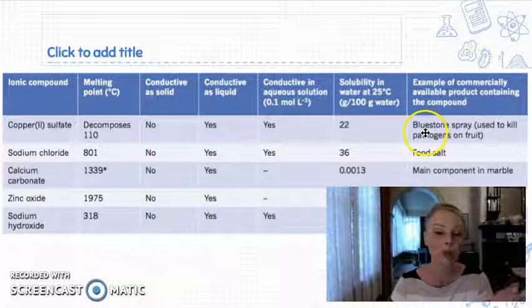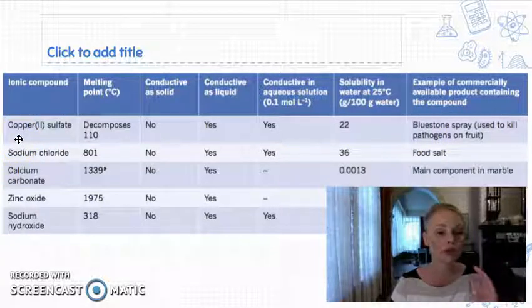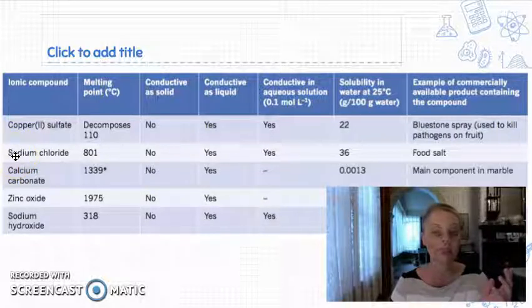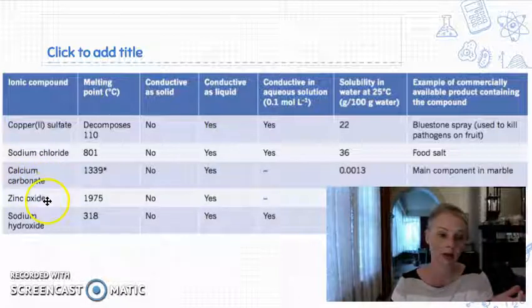Okay, and then where we use them. So copper sulfate is used and put on fruit to stop it from going off. Sodium chloride is used as a preservative and a flavour enhancer. Calcium carbonate, you might have marble benches at home. That is made of calcium carbonate. Zinc oxide, sunscreen, sodium hydroxide, a great cleaning agent.